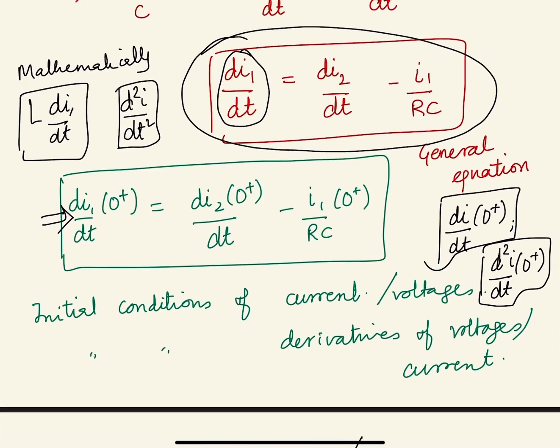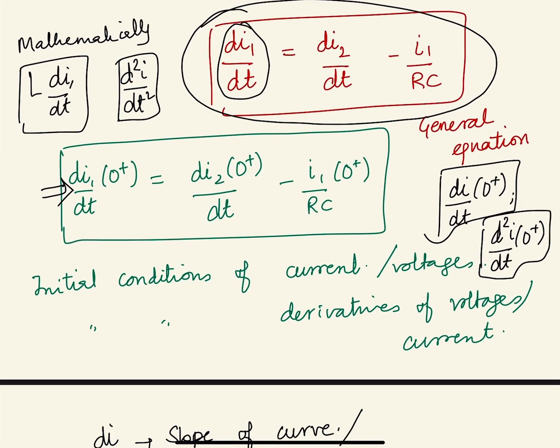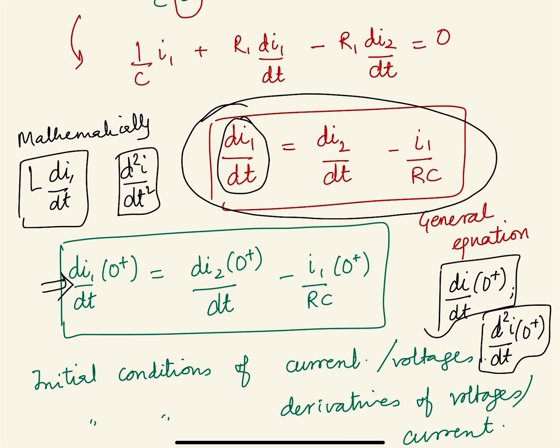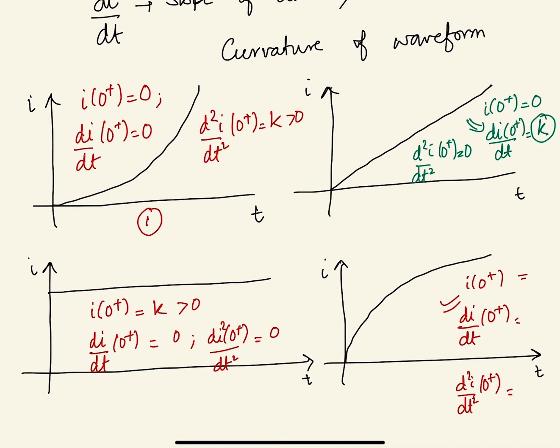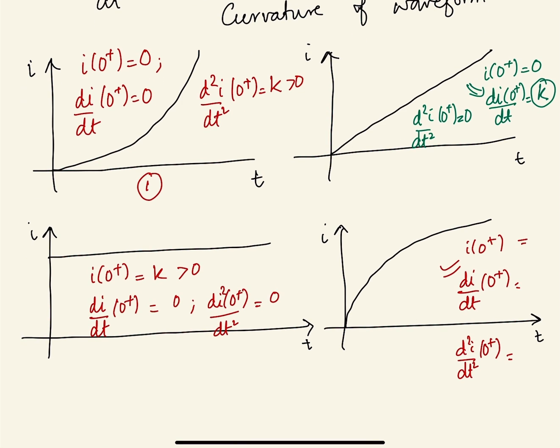I told you that even though from a physical point of view they may not be that important, these derivatives are defined. So I gave you 4 examples of curves based on the initial value of the current, the rate of change of current, and the double differential of the current.